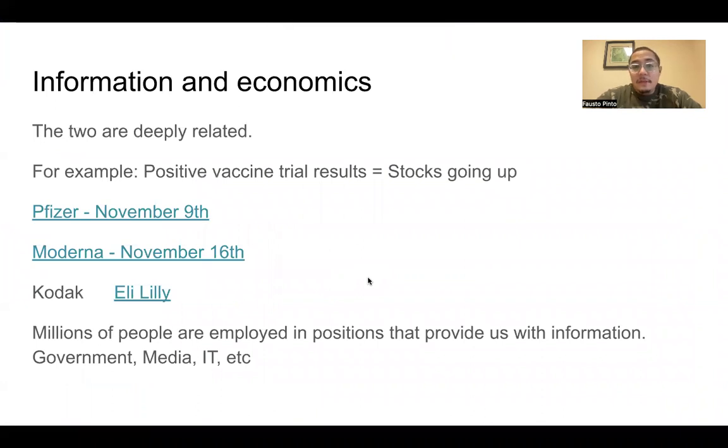All right, so today we're talking about economics and information and how both are tied together. They're deeply related. For example, news and information of a certain type of thing can affect stocks going up. I know some people have stocks as their topic for their infographic. For those of you who don't know, stocks are shares in a company.